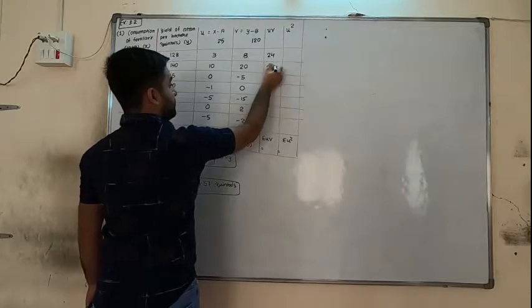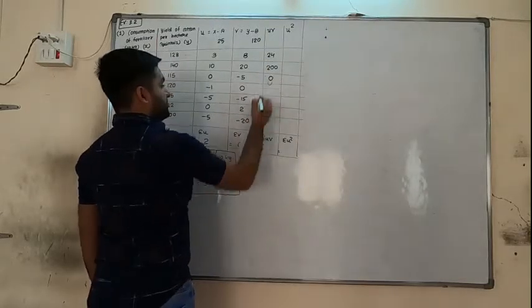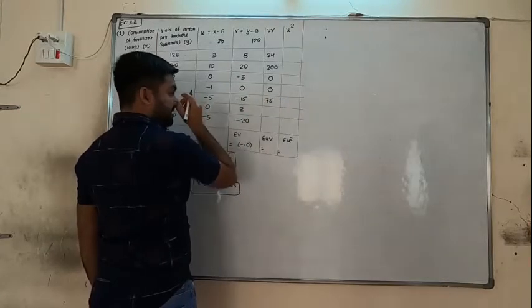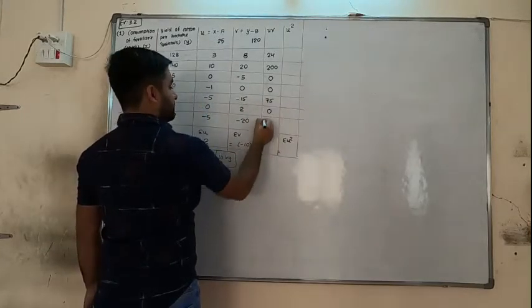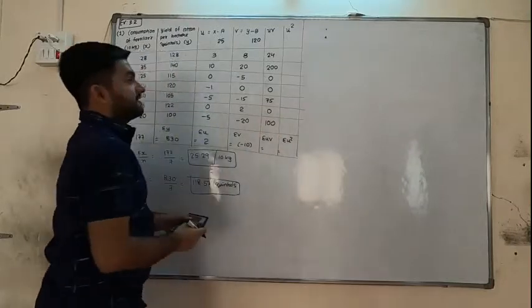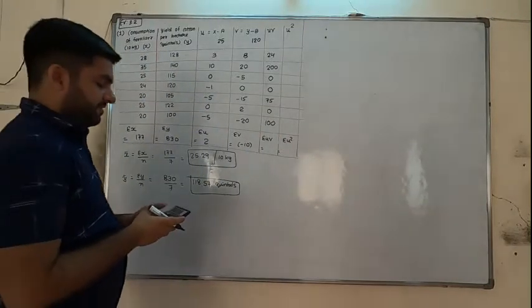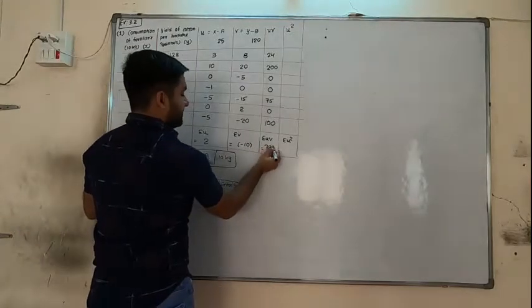UV. 8 3s are 24. 20 10s are 200. 5 into 0, 0. 1 into 0, 0. 15 5s are minus minus plus 75. 2 zeros are 0. 25s are 100 minus minus plus. 24, 200, 75, 100. It's 399.